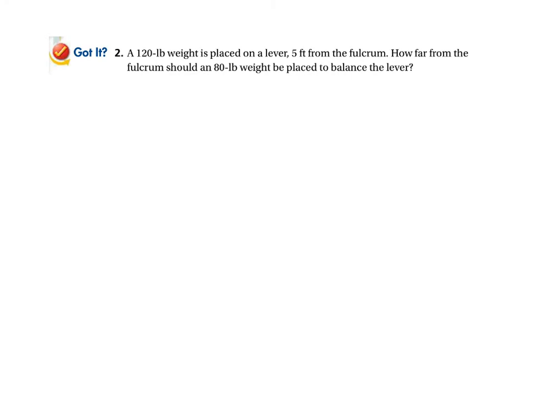Okay, so for this one, you should be trying this on your own. A 120-pound weight is placed 5 feet from the fulcrum. How far should the 80-pound weight be placed to balance the lever? And again, we already know that the weight times the distance is what remains constant because the weight varies inversely with the distance. And yes, I wrote it as I said it because that's the best way to do this. The weight varies inversely with the distance. Try this one. All right, if you didn't pause it and try it, go back and do that.